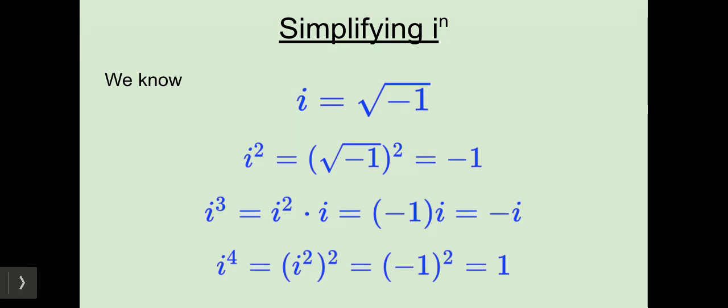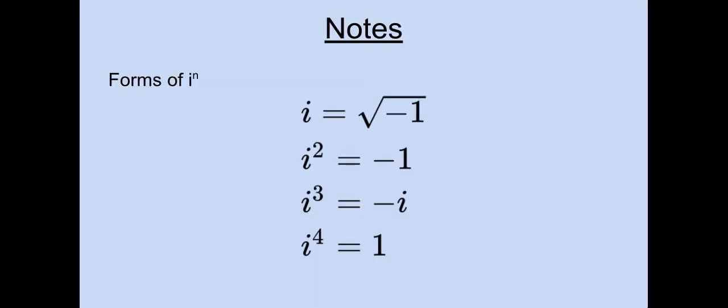All right, so I want to condense this into some notes. So write this in your notes. i equals the square root of -1, i squared equals -1, i cubed equals -i, and i to the fourth equals 1.